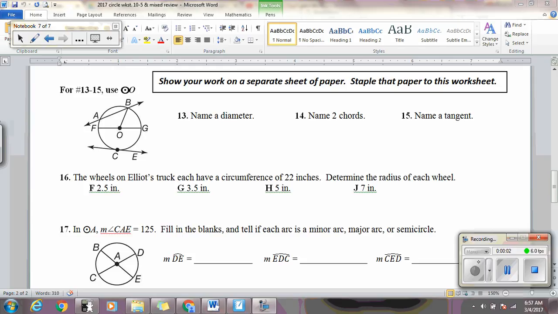Alrighty, this is the review for your circle test. The test is only covering section 10.1 through 10.5, so everything we've taken notes on. No need to worry that we haven't completed the packet, because we're only testing up to that point where we stopped.